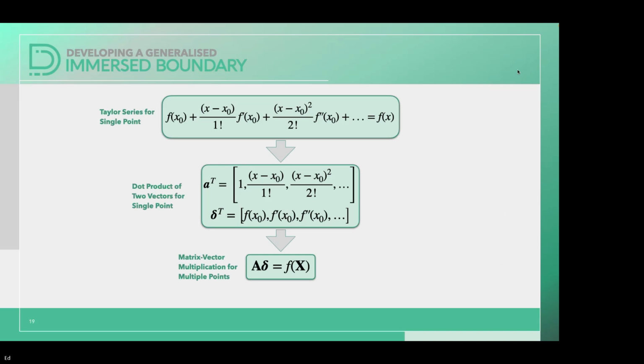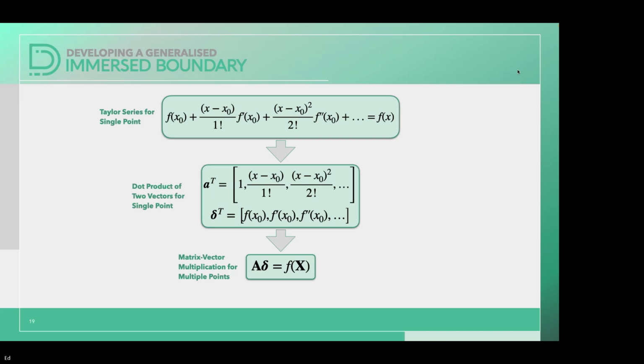So how do we do this? We have basically a Taylor series for a single point. We can express this Taylor series approximating our function at a single point as the dot product of these two vectors. This A is all the coefficients of the Taylor series, and this delta just contains all of the derivatives. So we can approximate the function f of x as the dot product of these two vectors.